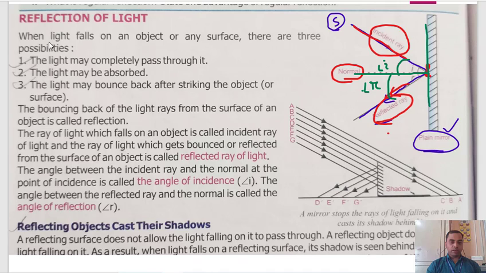So when light falls on an object, it may completely pass through the object, in the case of a transparent body, the light may be absorbed, or the light may be bounced back after striking the object. So here, in the case of a mirror, the light bounces back. So here we have the reflected ray of light, the angle of incidence, this angle i we talked about, the angle of reflection, this angle we talked about, and this is the incident ray.